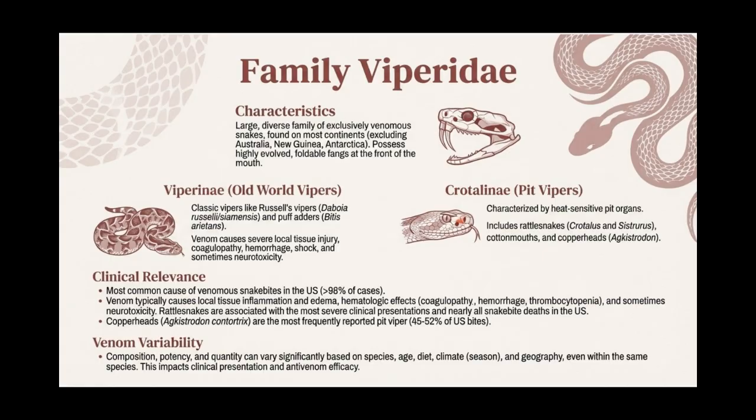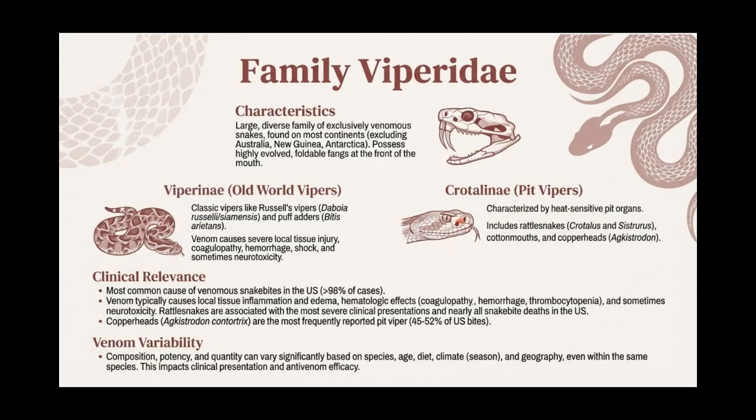The second subfamily comprises the pit vipers, distinguished by their heat-sensitive pit organs located in front of their eyes. These structures enable them to detect prey effectively. This group includes rattlesnakes, cottonmouths, and copperheads.